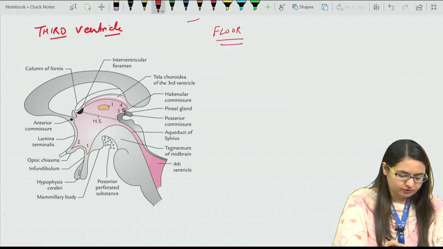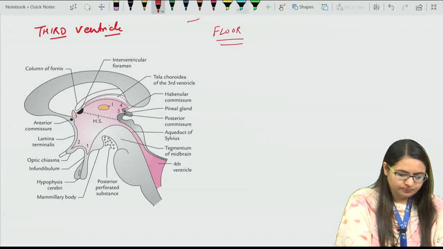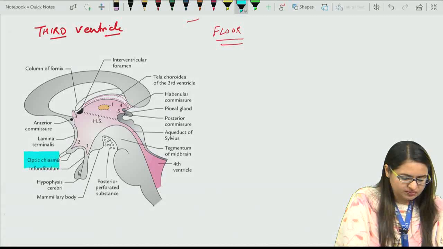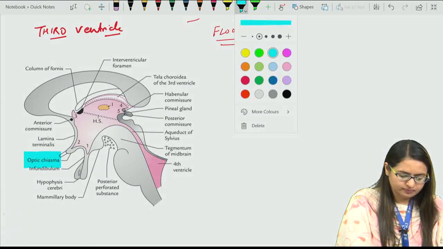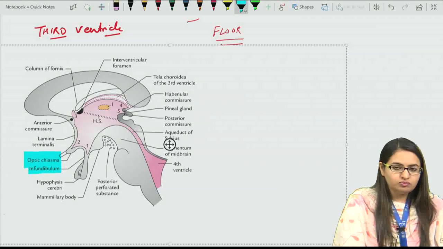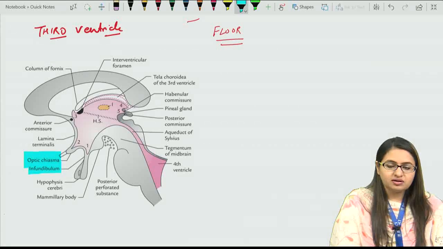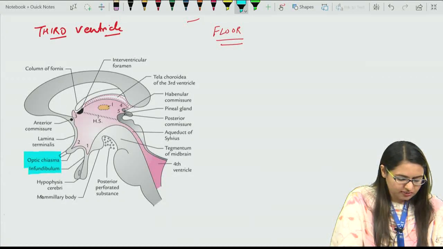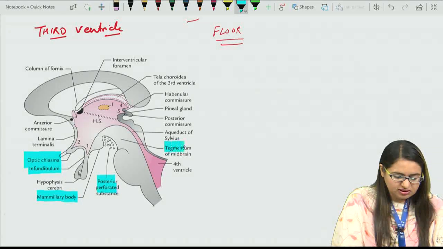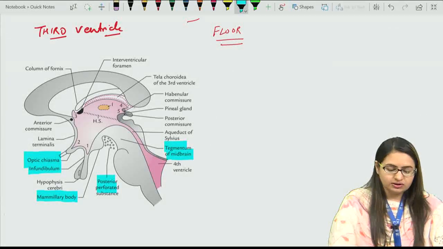First of all, we will talk about the floor. Starting from the anterior to the posterior aspect, the first structure forming the floor is the optic chiasma. Then just behind the optic chiasma we have the infundibulum of the pituitary gland, and this is the point where the tuber cinereum is present. Then as we go more posteriorly, the mammillary body is there, then the posterior perforated substance and the tegmentum of the midbrain. So these are the structures which form the floor of the third ventricle.